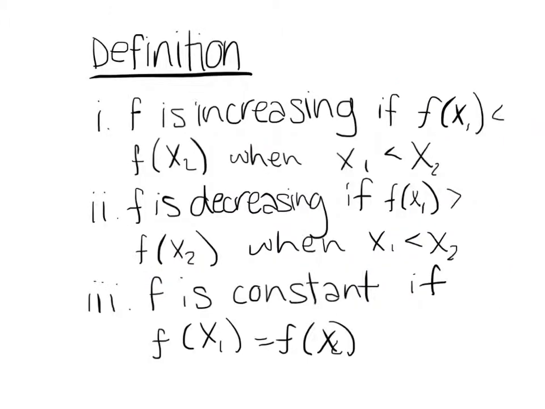Now a definition. Let function f be defined on an interval I, and let x1, x2 denote numbers in that interval. f is increasing if f of x1 is less than f of x2 whenever x1 is less than x2. As we saw, if the slope is rising as x is rising, then it is increasing. f is decreasing if f of x1 is greater than f of x2, where x1 is less than x2, meaning that if the slope is downward, as the x values increase, f of x decreases. And then f is constant when f of x1 equals f of x2.